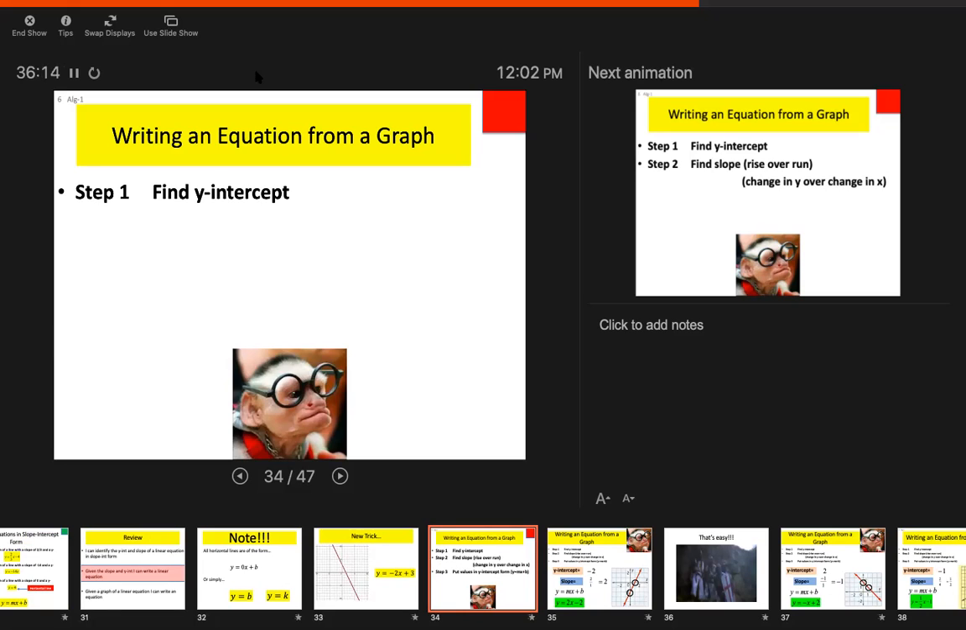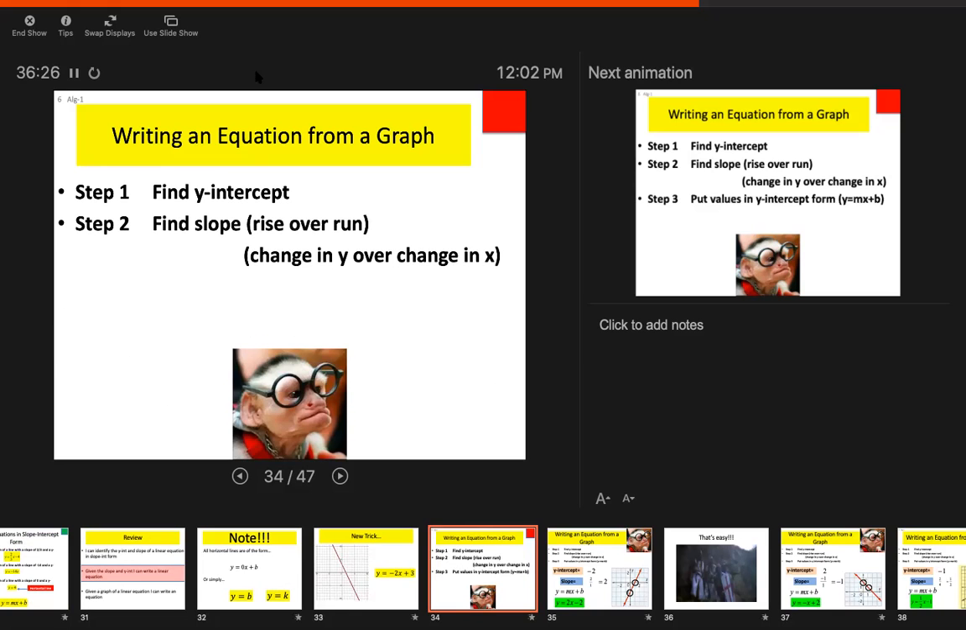To calculate slope, how many points do you need? You just found one, so guess what the next step's going to say? Find another point. Okay? To find the slope, you need to find another point. First one's going to be your y-intercept, that's point 1. The second point, you get to pick.